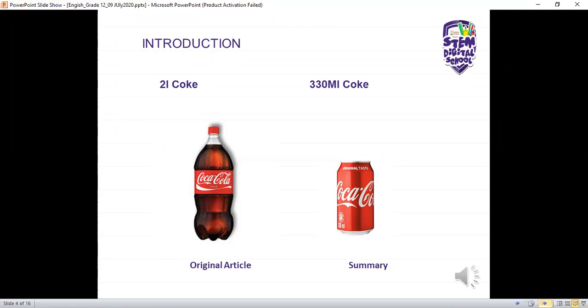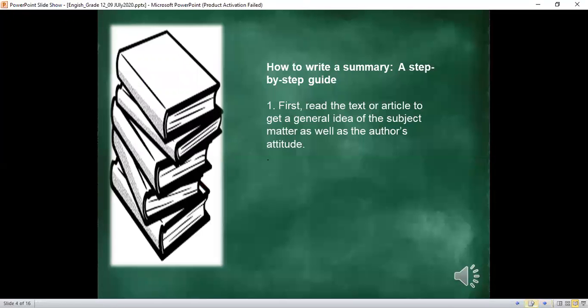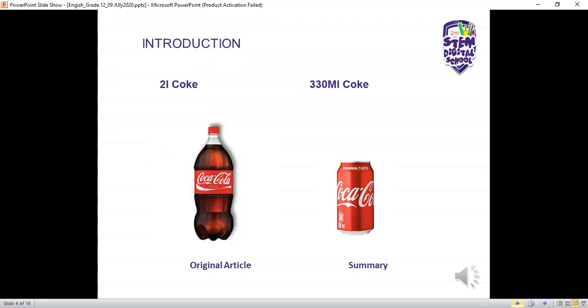Now, what is the significance of all this in our topic today? Whenever you're doing a summary, the only thing that should change is the size. But the taste is supposed to be maintained. So you keep the taste and reduce the size, just like here. The size is reduced when you go to the 330 ml, but the taste is the same. You can't tell the difference.